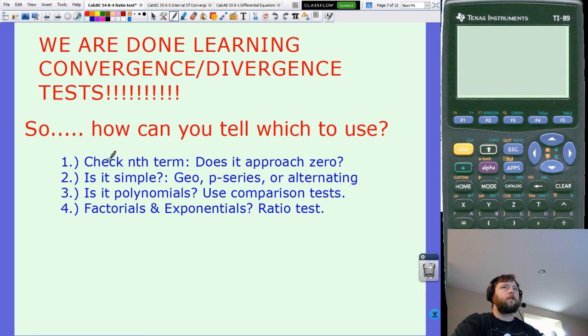So how can you tell which one to use? So here's kind of an order. You always want to check the nth term first and see if it approaches 0. If it doesn't, it diverges. And if it's something very simple, like a geometric series, p-series or alternating series, just use that test. So look for those first. Like, don't do what I just did in that last problem. And if it's a polynomial, but it's kind of weird looking, use those comparison tests. And if it's factorials and exponentials, use the ratio test. So there you go. We're done.